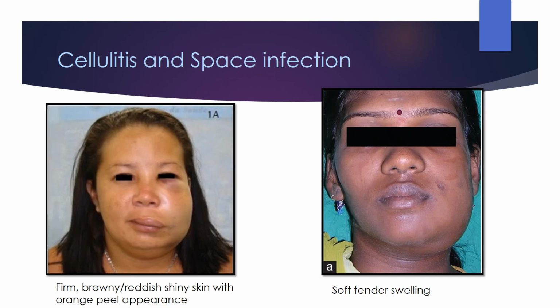Other than osteomyelitis, infection can also spread through the soft tissue spaces and either cause a space infection or cellulitis. For example, the picture on the right is showing you a firm, brawny or reddish swelling with a shiny surface of the skin and an orange peel appearance, and this is called cellulitis. On the other hand, a space infection is a lot softer and the swelling is generally tender. In both cases, the swelling can be tender. When soft tissue spaces in the head and neck region are involved, especially in the maxillofacial area, it's called a space infection. Again, more of this will be dealt with when we deal with spread of infection in a different topic.